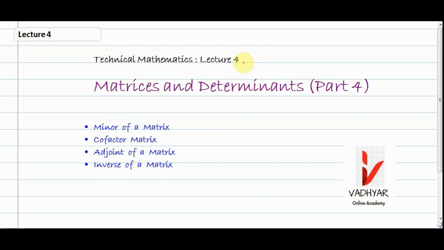In lecture 4, we will continue with matrices and determinants. We will discuss minor of a matrix, cofactor matrix, adjoint of a matrix, and inverse of a matrix. We will also solve few previous year exam questions related to these topics. So let's begin our discussion with minor of a matrix.